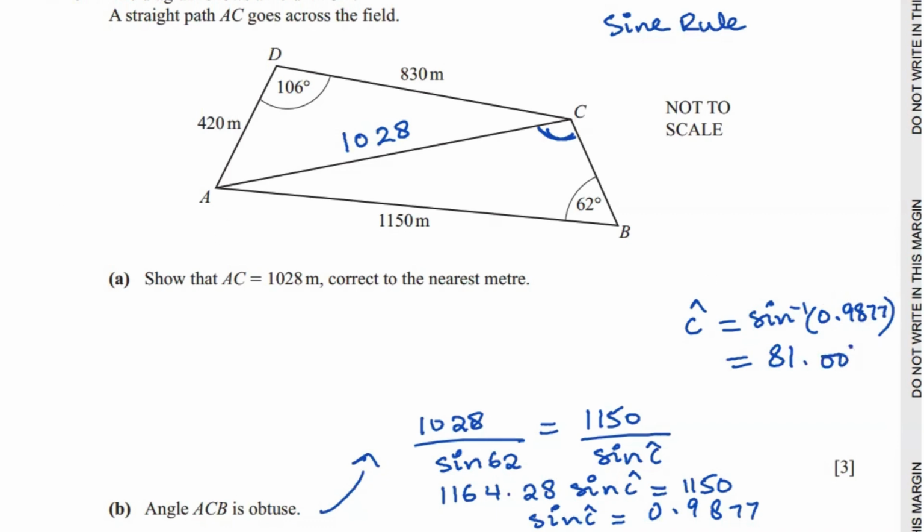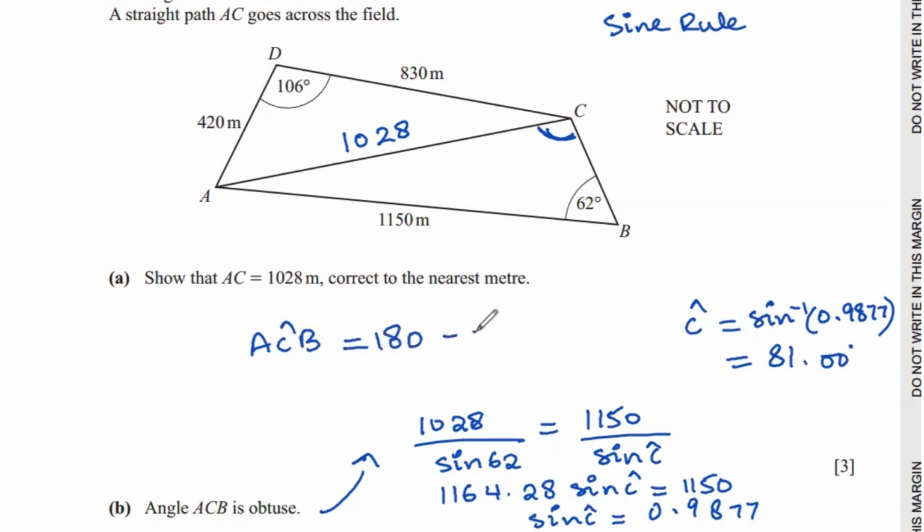is going to give us 81.00 degrees. Now since they said that angle ACB is obtuse, we have to subtract this angle from 180. So 180 minus 81 is 99 degrees. If they hadn't said obtuse, then you could have stopped at 81 degrees. But since it says angle ACB is obtuse, we need to subtract it from 180 to get the obtuse angle.